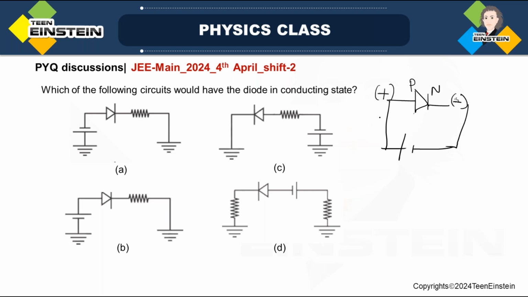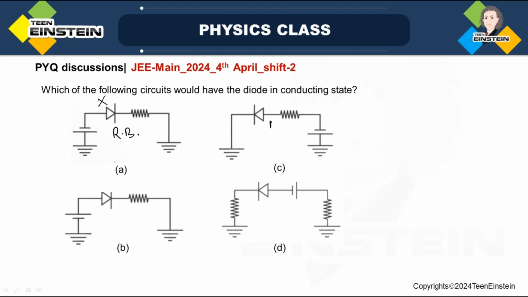Let us see things over here. So I have to find out which one is forward bias. This is not forward bias, this is actually reverse bias, right? So this is not going to conduct. Look here also, this negative is connected here, so this is also reverse bias, so this is not going to conduct. An ideal diode.